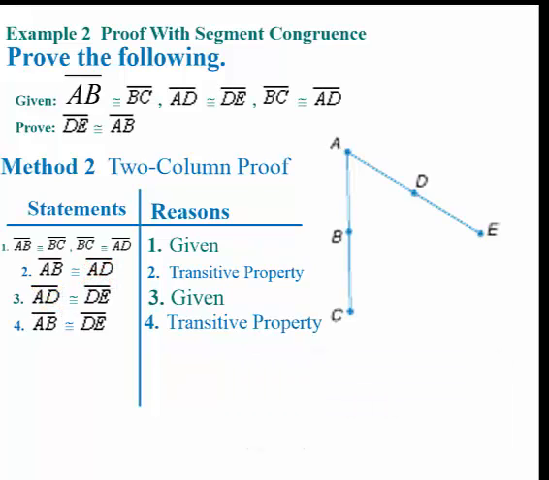Now I'm almost to what I need. I need it to say line segment DE is congruent to line segment AB, but I have line segment AB is congruent to line segment DE. So I can use the symmetric property and just flip that and say line segment DE is congruent to line segment AB.